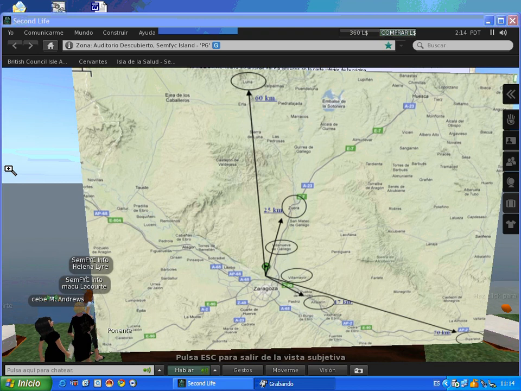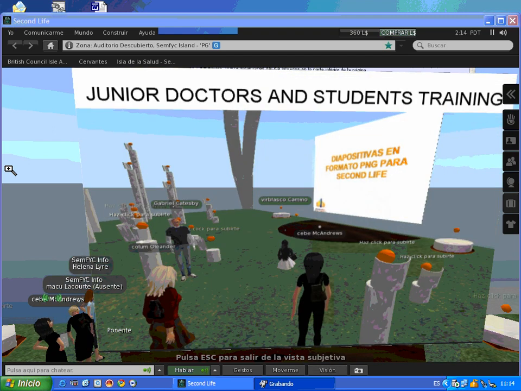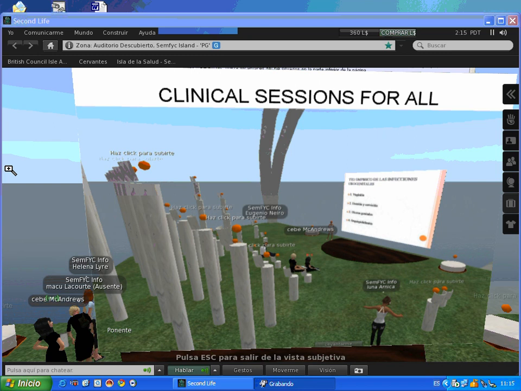Second Life is an excellent tool for regions or areas with low population spread over a large area, because it removes the need for traveling and allows a large number of people to participate. The purpose of clinical sessions is to train junior doctors, medical students, and also their mentors. The intention is to permit all of our health centers to be able to participate in this project.